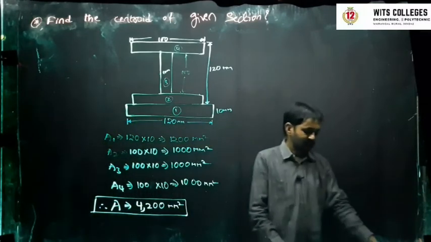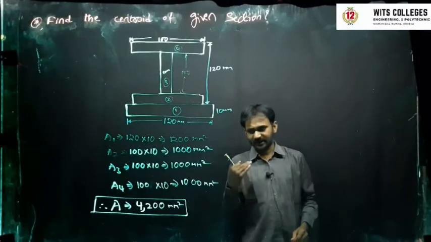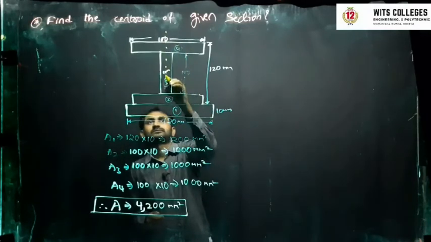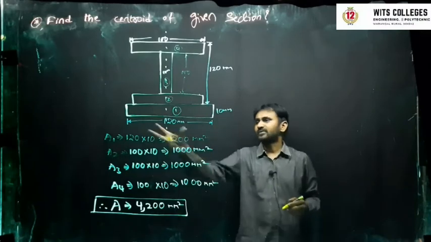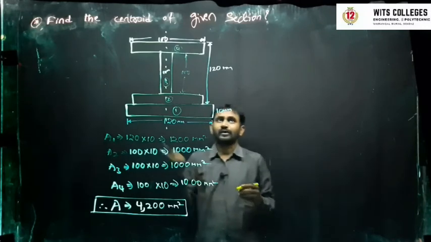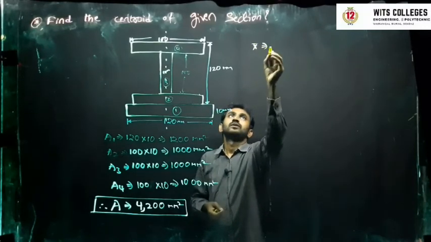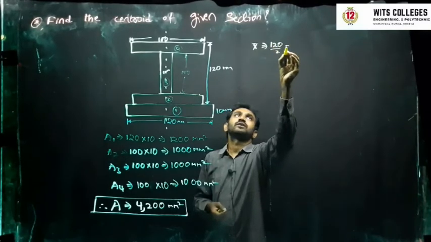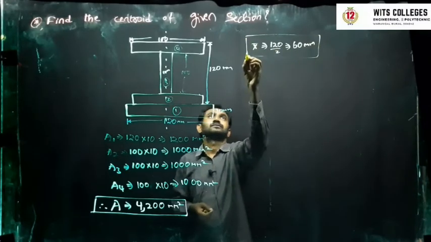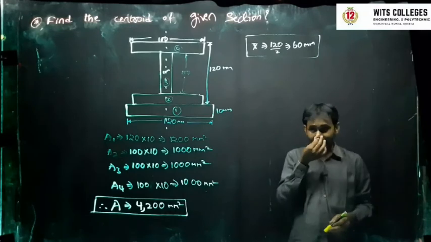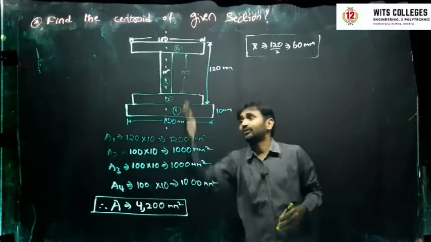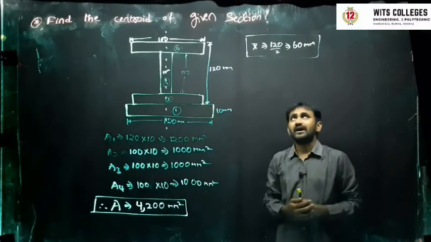Now I have to find out x1, x2, x3, x4. But let me tell you, it's a symmetrical section, so obviously you will get 120 by 2 for each, that will be 60 mm. So if you calculate the x bar also, you will get x bar equal to 120 by 2, which is equal to 60 mm. So x bar is done directly because it's a symmetrical section. If I cut this section in the vertical direction, it is symmetrical. So that's why x bar I got as 60.